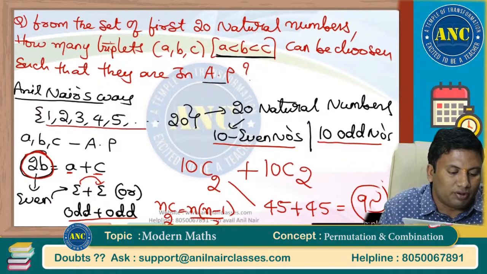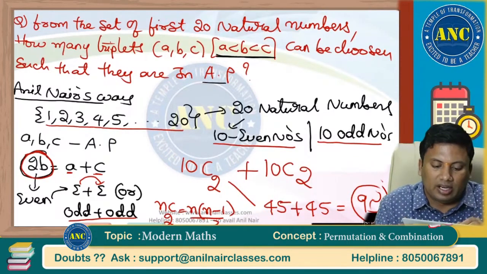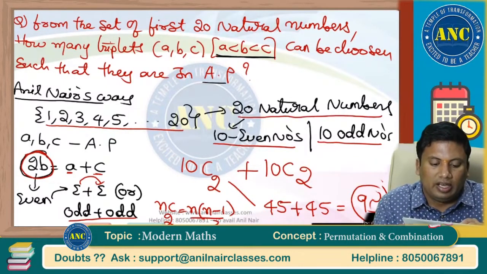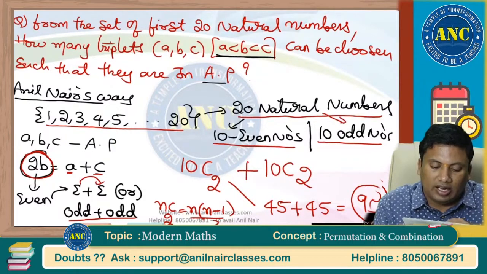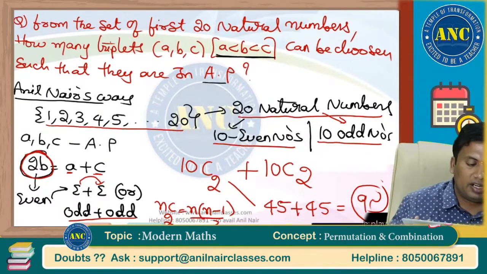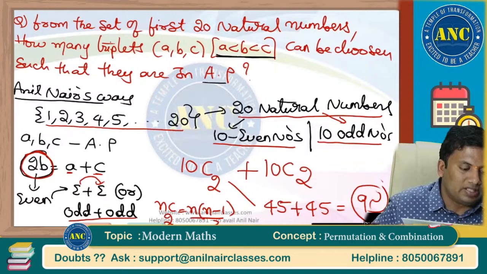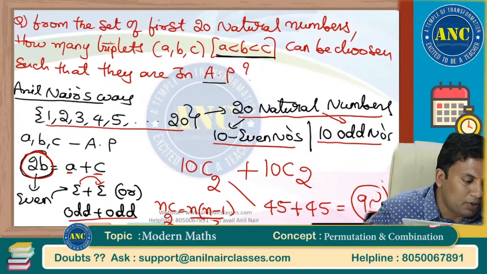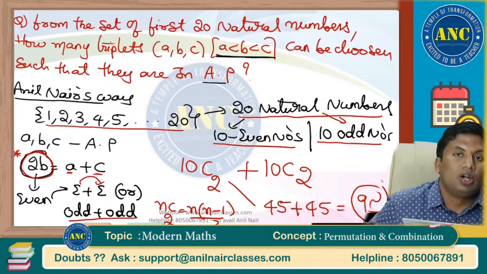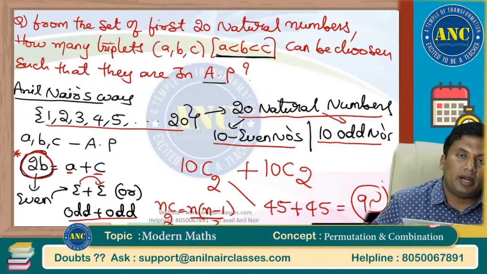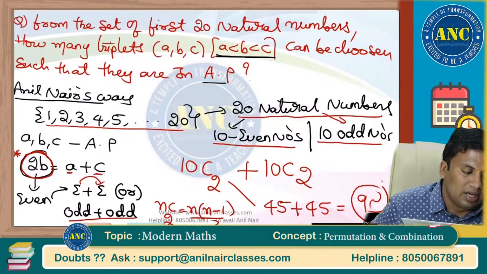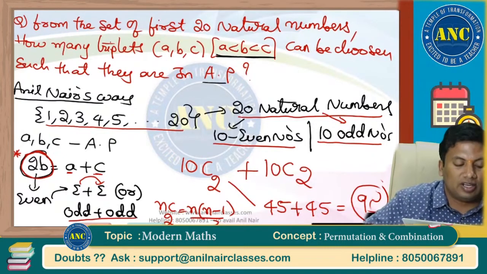1, 2, 3, 4, 5 till 20. So there are 20 natural numbers. In 20 natural numbers, there are 10 even numbers and 10 odd numbers. If A, B, C are in arithmetic progression, 2b is equivalent to a plus c. The important catch in the question is 2b. Any number multiplied by 2 is an even number. Even plus even is an even number. Odd plus odd is also an even number.